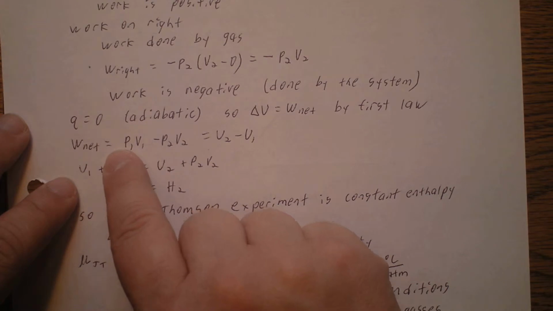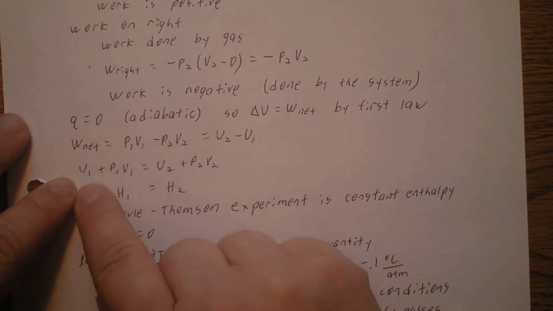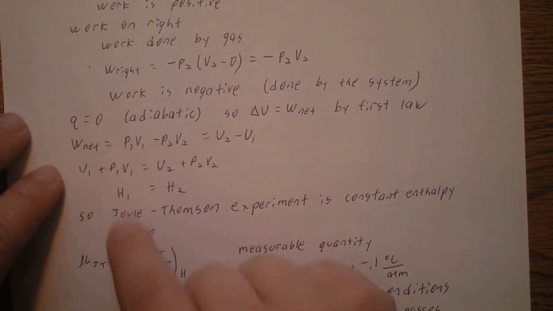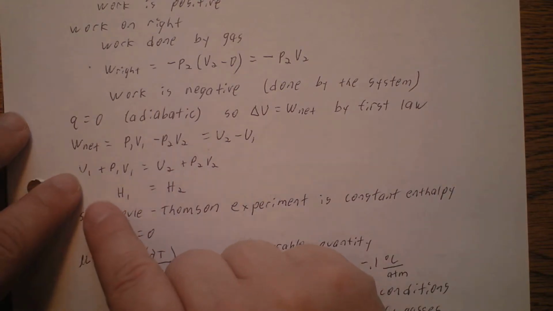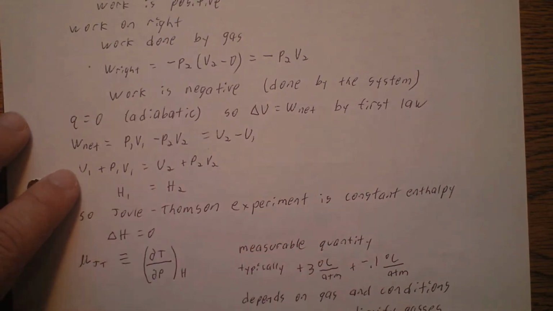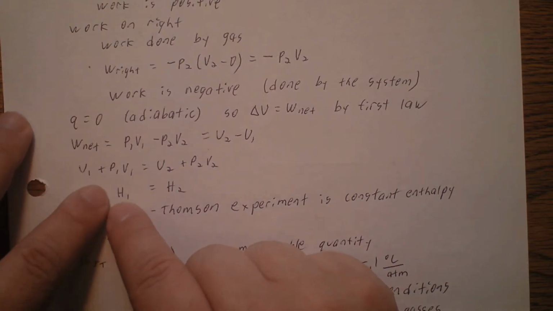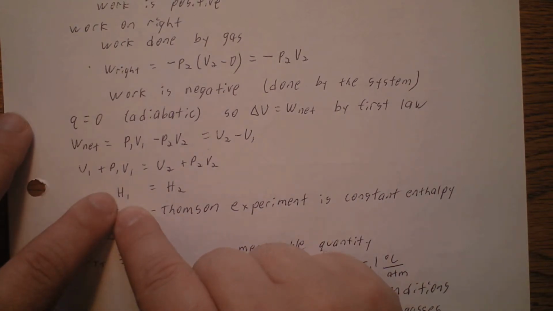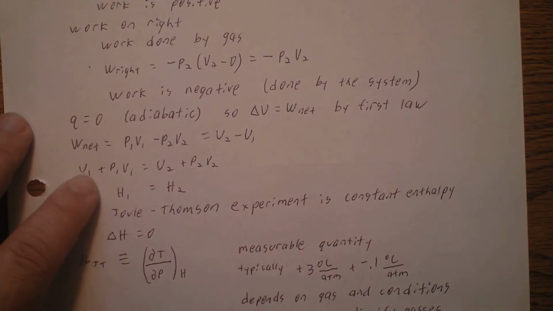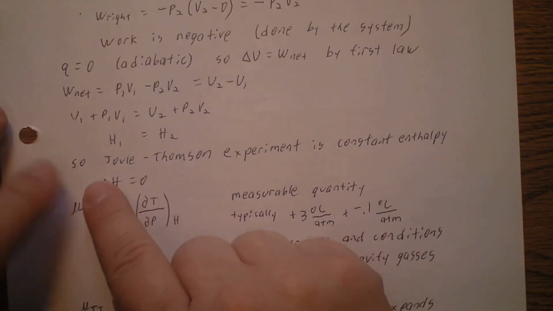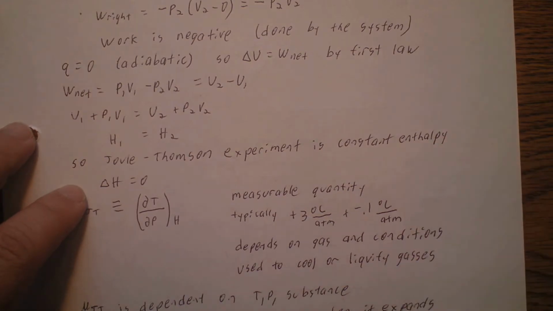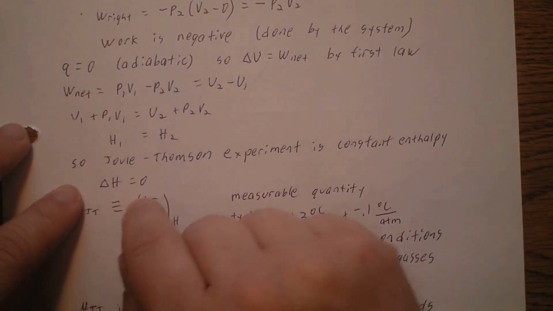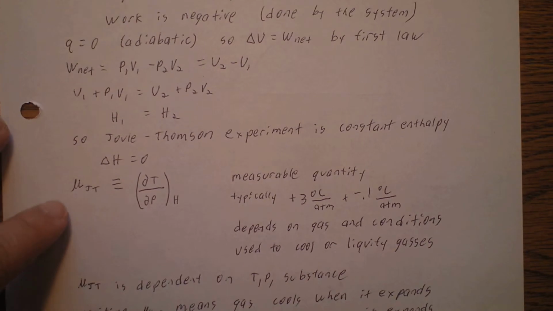So just moving the 1's to one side and the 2's to the other, we're going to get U1 plus P1V1 is equal to U2 plus P2V2. Now remember, we defined enthalpy as U plus PV. Therefore, we have the enthalpy at state 1 is equal to the enthalpy at state 2. So what this says is that the Joule-Thomson experiment is constant enthalpy. The change in enthalpy is equal to 0.